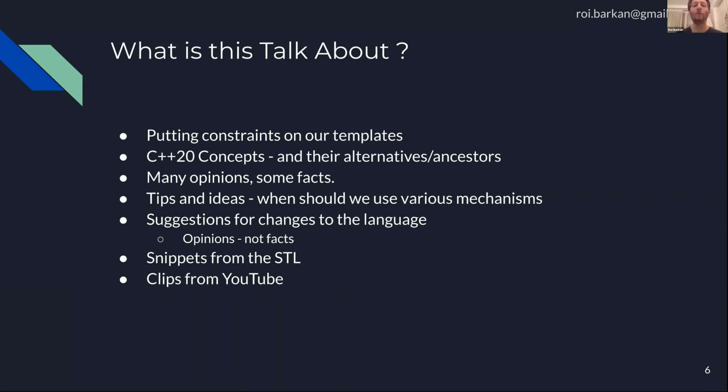So that's a little bit of a taste of the way that concepts and the libraries can be used in order to choose among the different algorithms for the types that we want to apply the algorithms on. Here's a short agenda of what we're going to talk about today. It's all about putting the right constraints on our templates, having template algorithms and making the compiler choose the right ones for the right types.